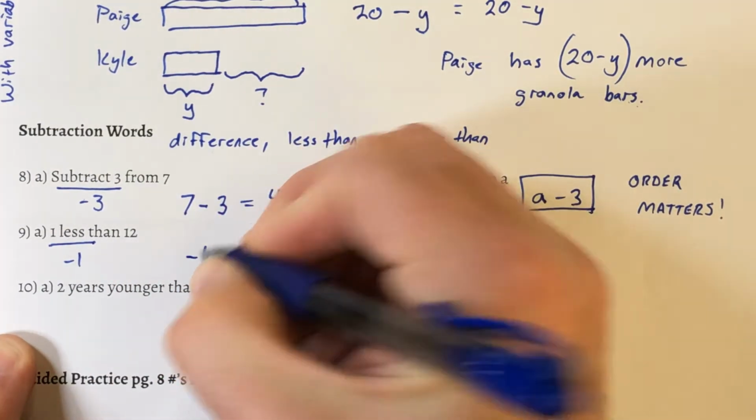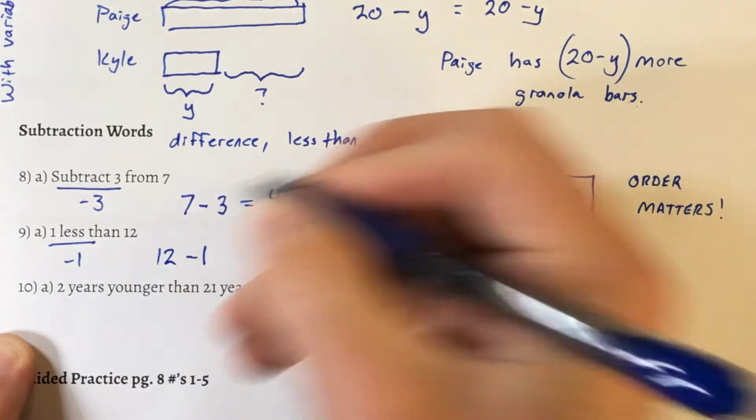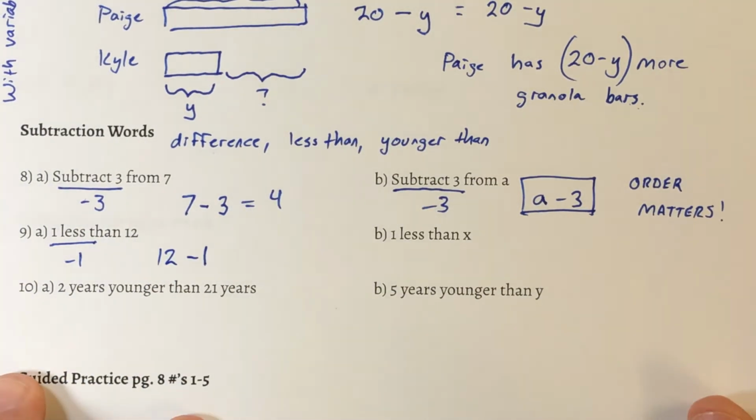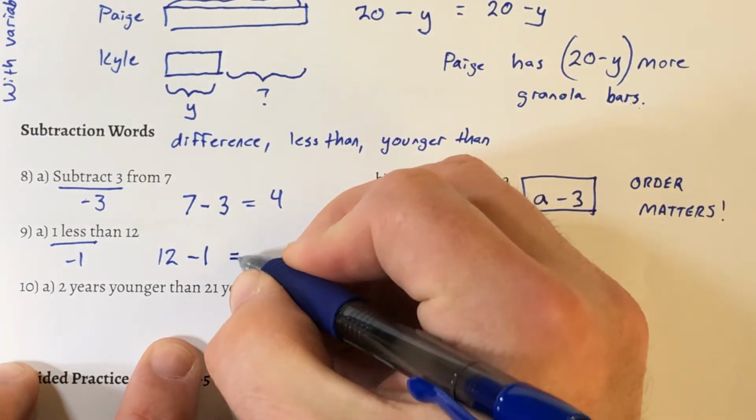So we're going to take away 1 from what? Well, it says 1 less than 12. Can I combine those? Absolutely, both are numbers. 12, take away 1 is 11.